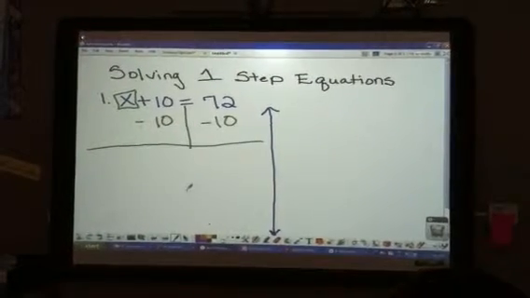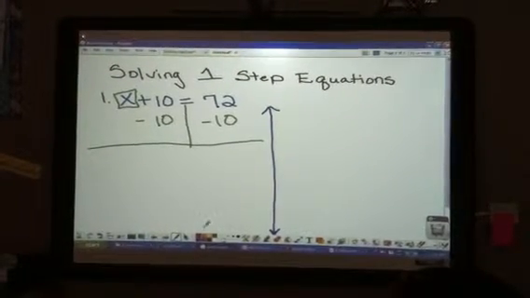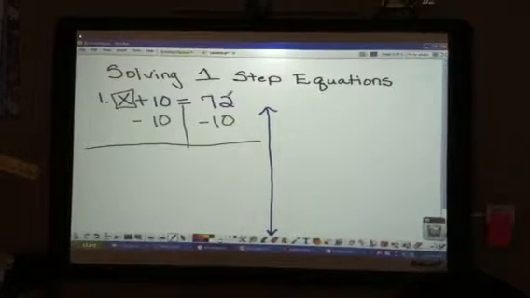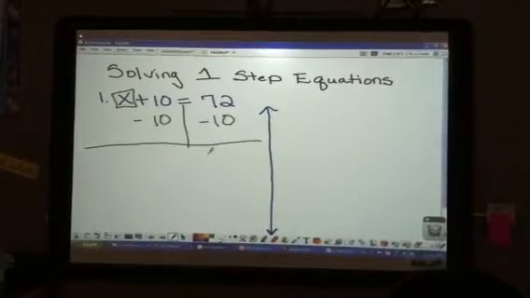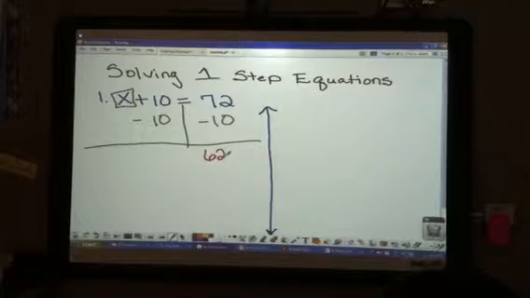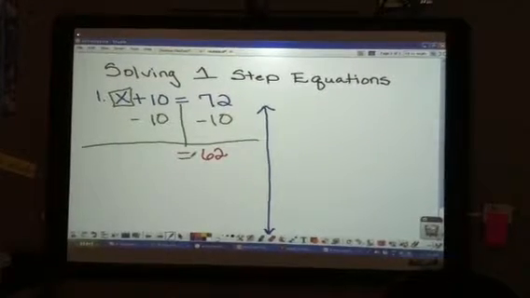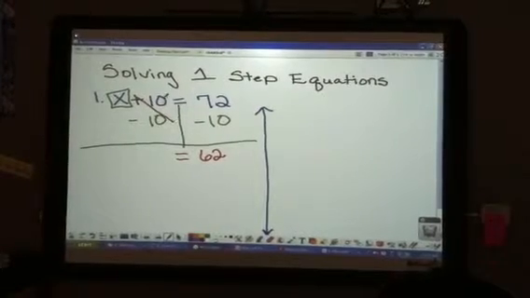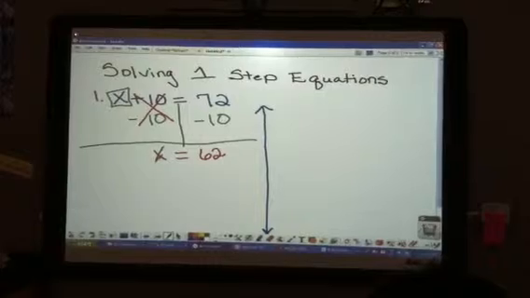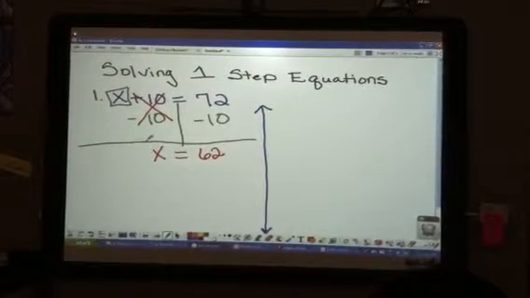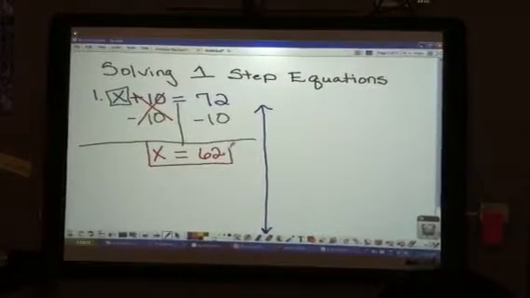Now, over on the right-hand side, 72 minus 10 is going to give me an answer of 62. I bring down my equal sign. A positive 10 and a negative 10, those are just going to cancel. And I'm left with x. So x equals 62 is my answer. And as usual, I ask you to box them in.